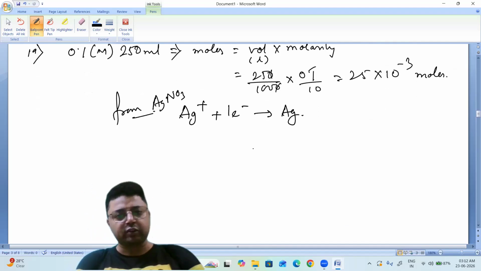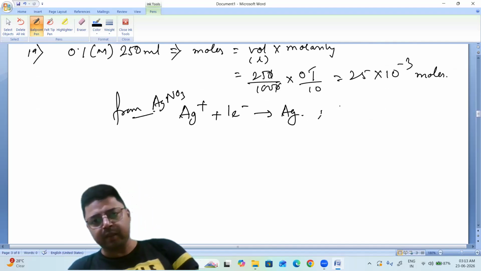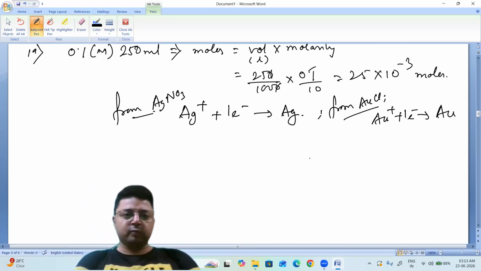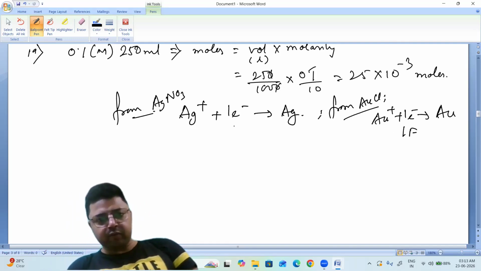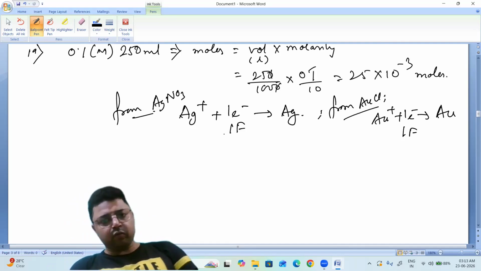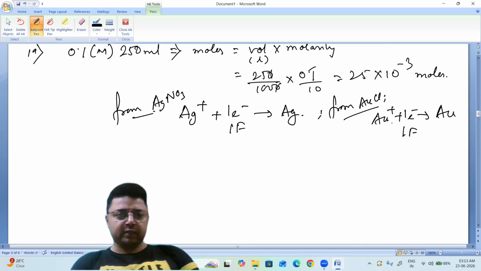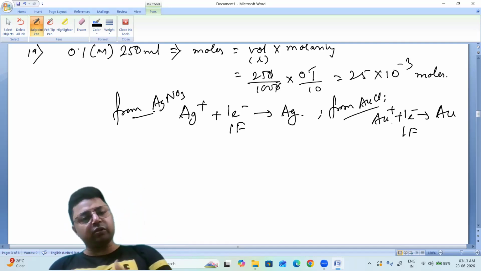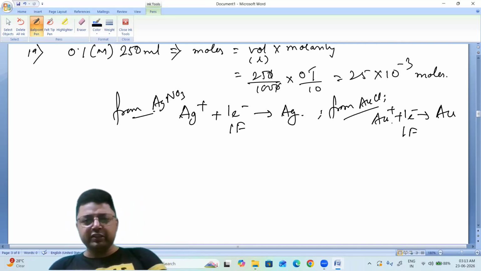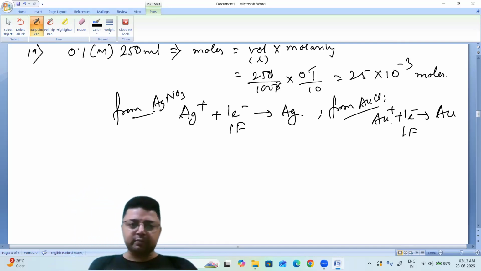So 1 mole of electrons will be used. Similarly, from AuCl, Au plus will take 1 electron to deposit 1 mole of gold. And this 1 electron means 1 Faraday for each, and the electrons are the same. The current and the passage of time are both the same. So weight deposited by equivalent weight, from there also you can calculate it, but it is not required in this part.